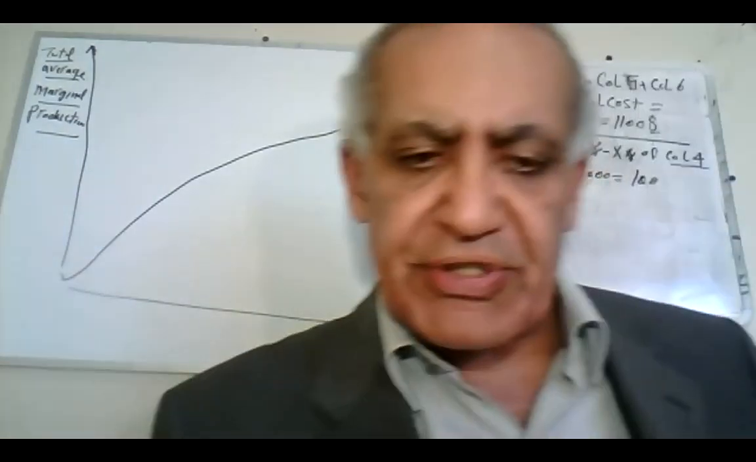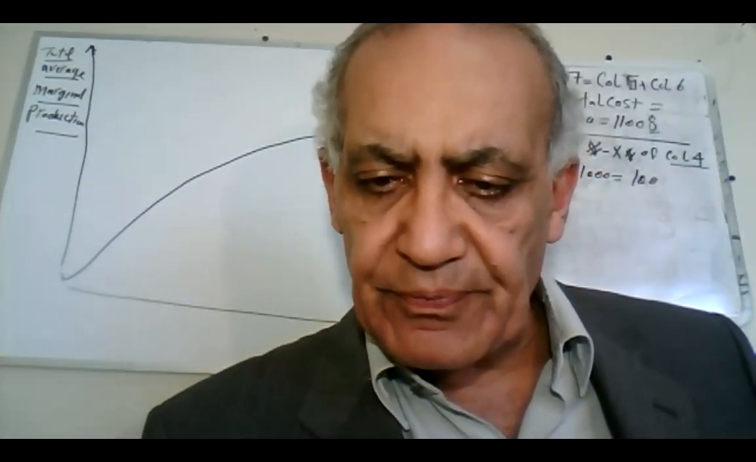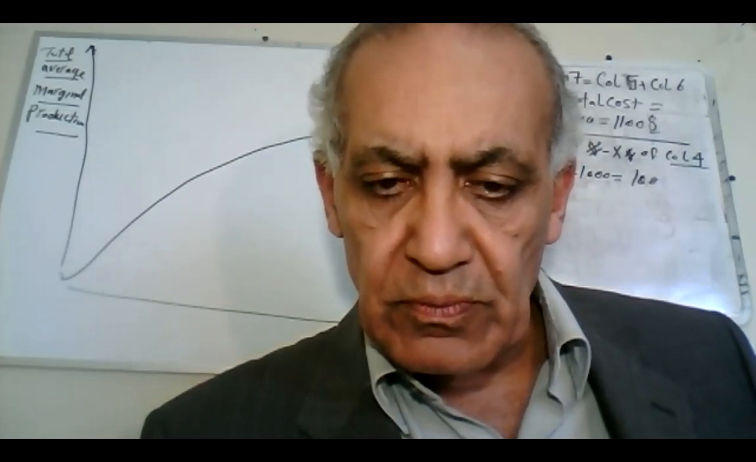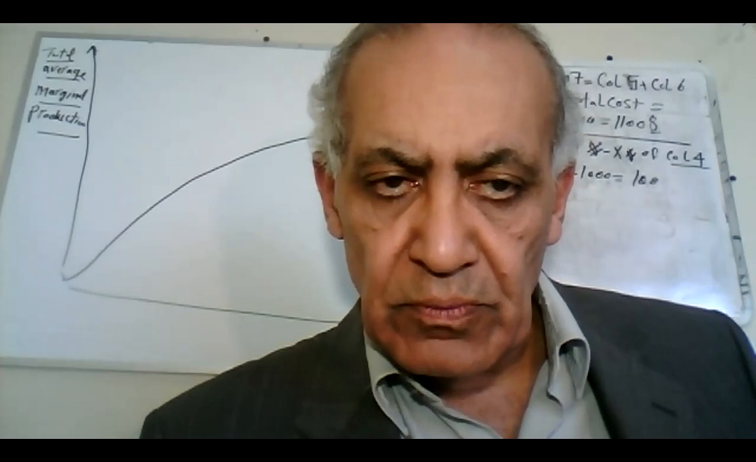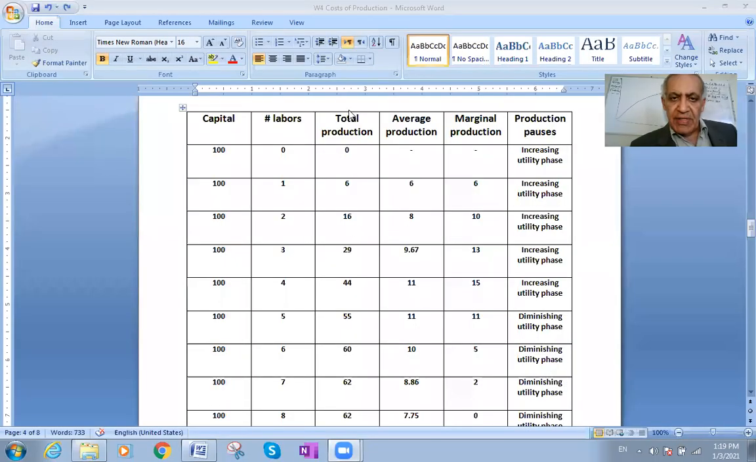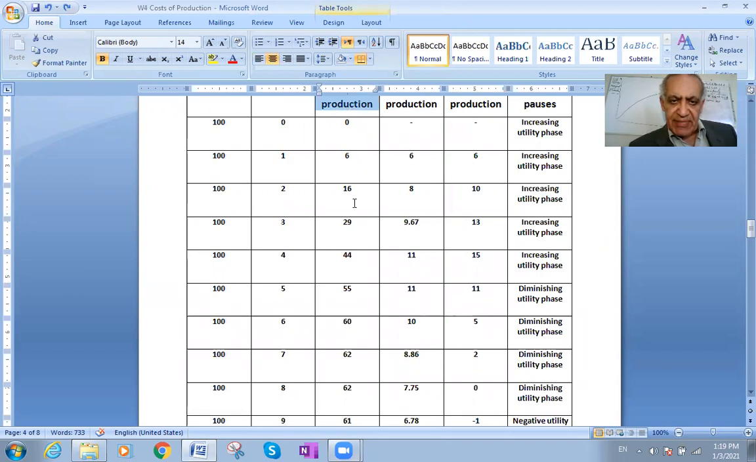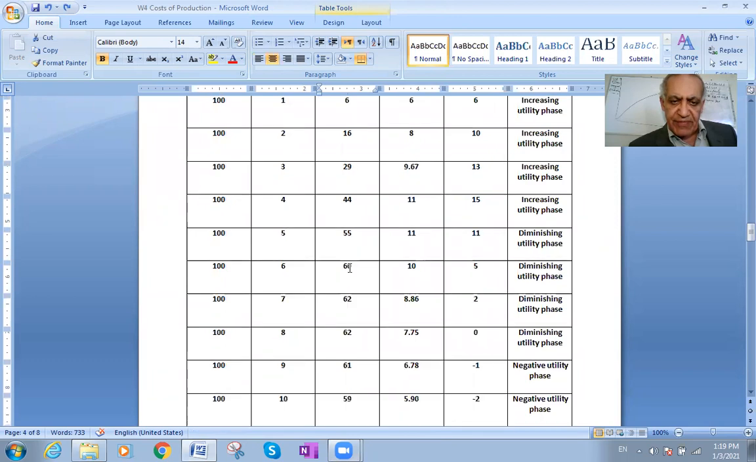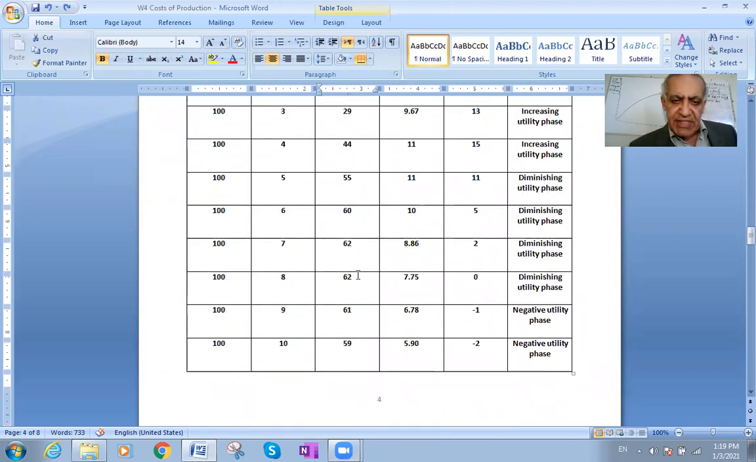Let's go back to the numbers and see. Let me share the screen and show you. Look at the total production here. Check the numbers: 0, then 6, then 16, then 29, then 44, 55, and it goes on till 62. Then at 62, the marginal is 0. After the peak, it starts to slow down back. So 61, 59, that means it goes down back.